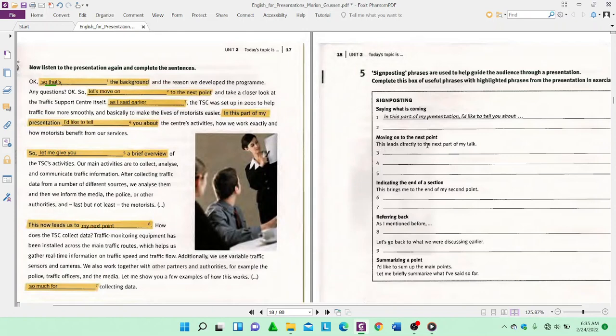This leads directly to the next part of my talk, for example. So you are still talking about one specific slide, or one specific topic, part of your presentation, but within that topic there are some points and you want to move on, so you can use this. Or you can use number three, like this one.